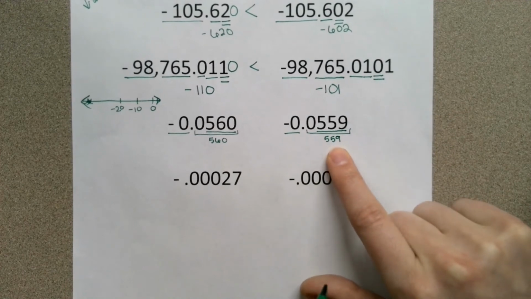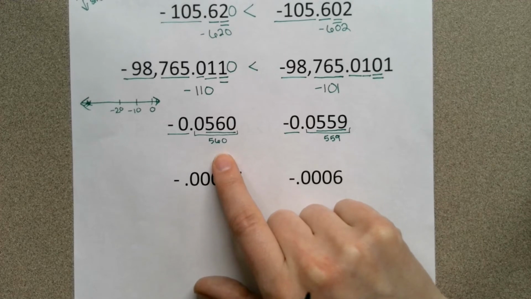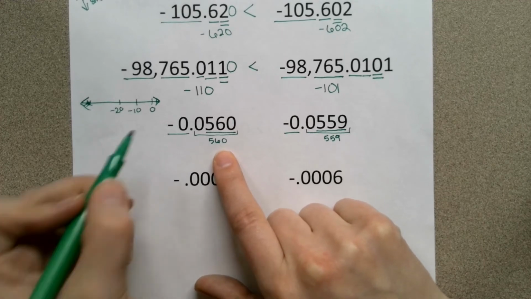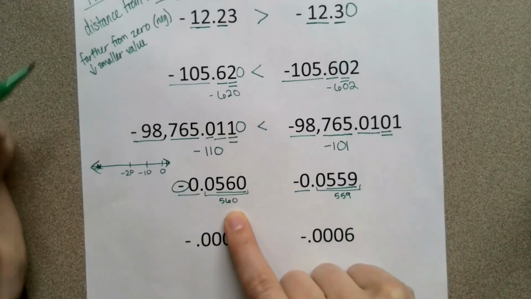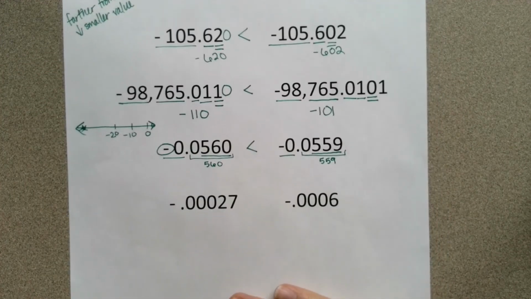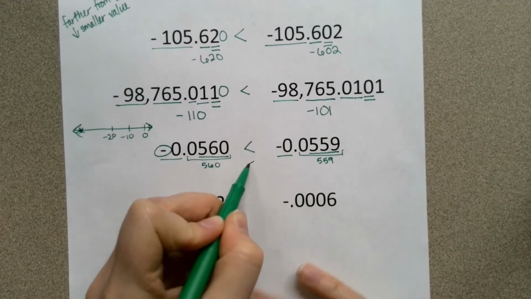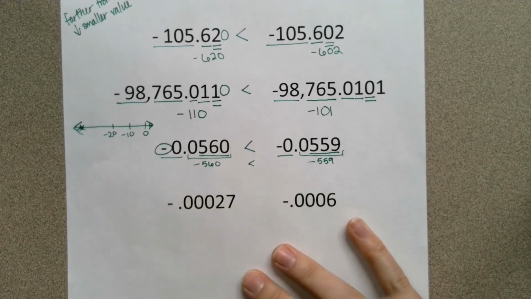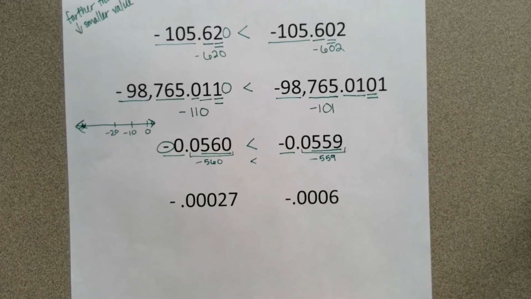559 is closer to 0. 560 is farther from 0, but it's also negative. If it's farther negative, that means it has a smaller value, so it is going to be less than our other number. Negative 560 is less than negative 559, so we use the less than symbol to compare the original decimals.